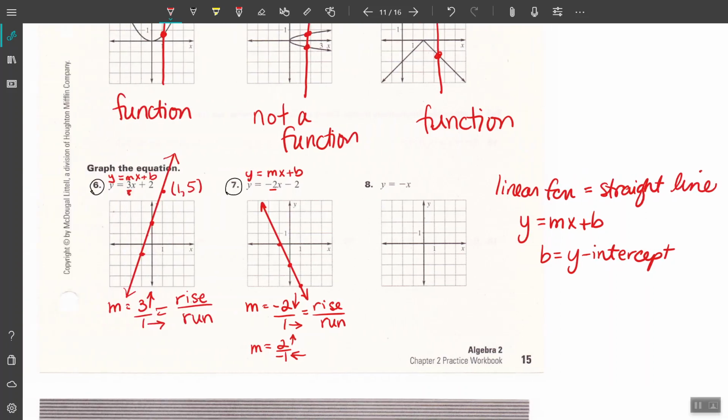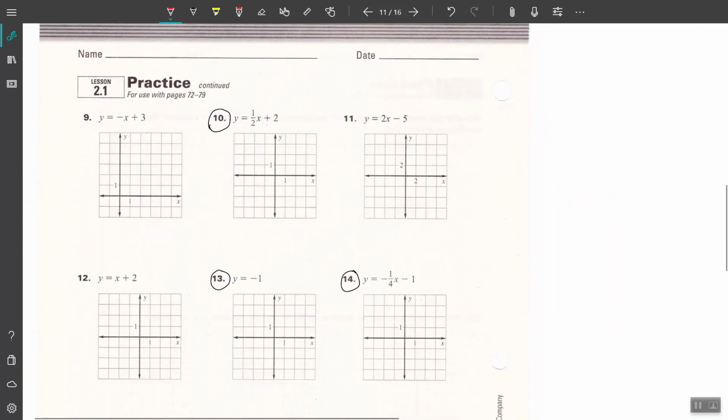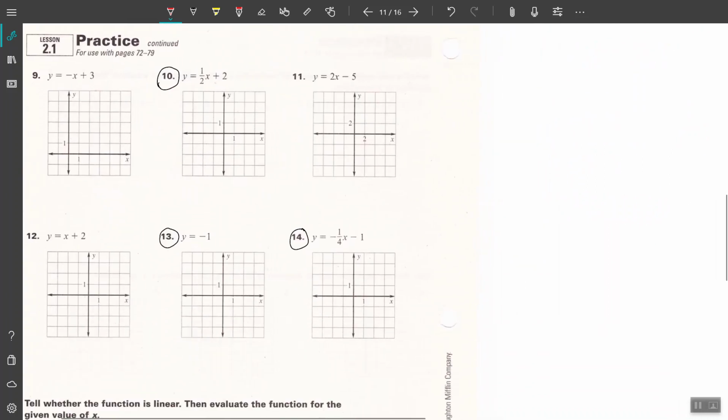Okay, now we'll move on then to number 10. In this one, we have the same formula. It's just now our coefficient, our m on x, is 1/2. So here's the skeleton, y equals mx plus b. My y-intercept is 2. I'm going to go ahead and plot that. And now I have that slope in fraction form, which means we don't have to put anything over 1. It's already a fraction. It's still rise over run, and they're both positive.